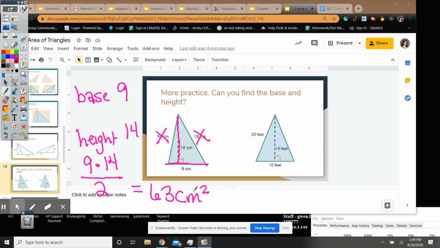When you look at this next question, there's still some extras. There's that right angle we're looking for. So my base is 10, my height is 15, and I'm going to take 10 times 15 divided by 2. That's going to give me 150 divided by 2, which is 75 square feet.